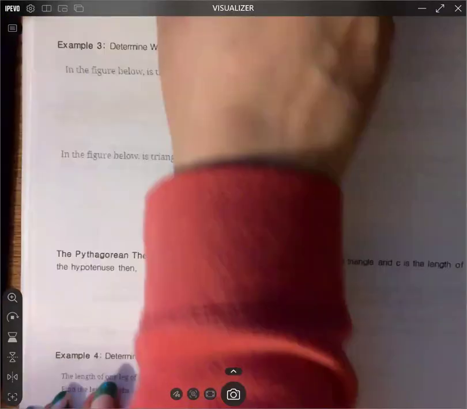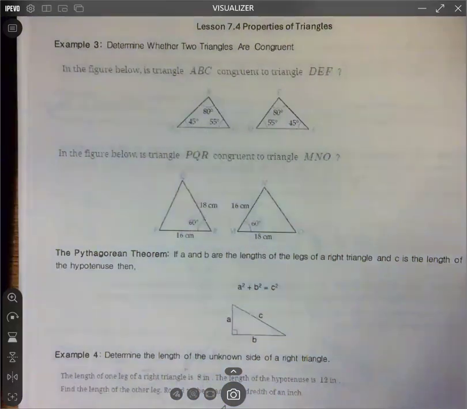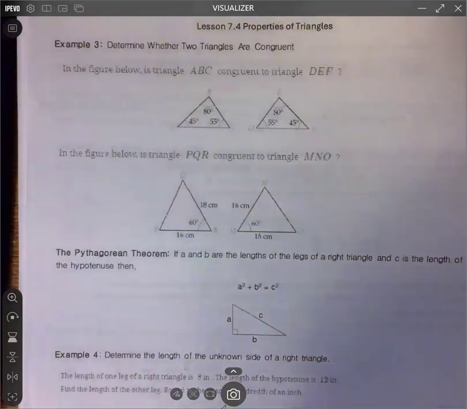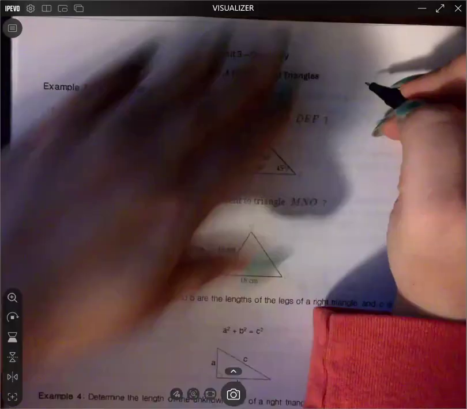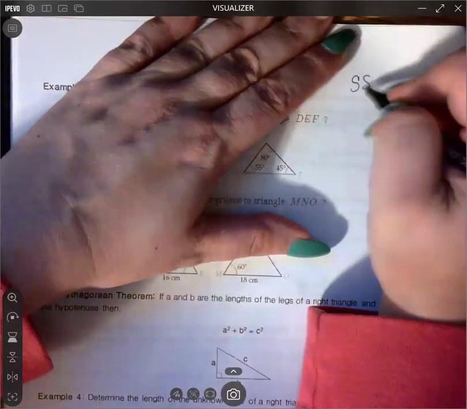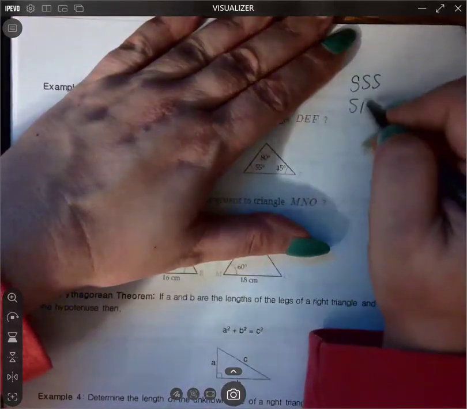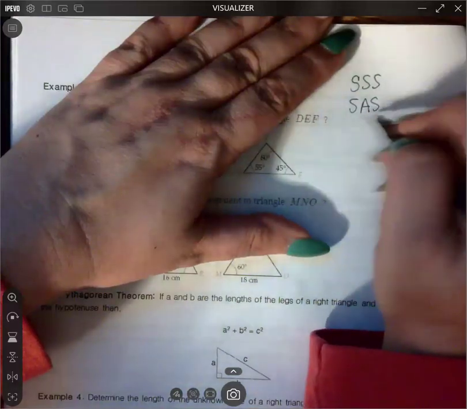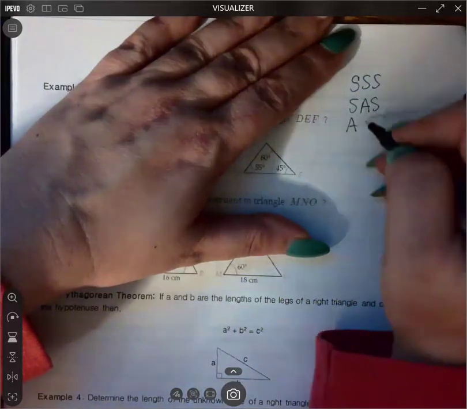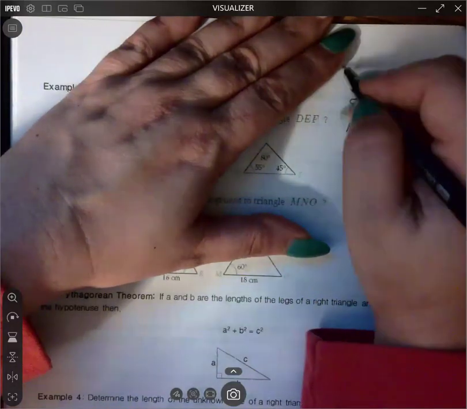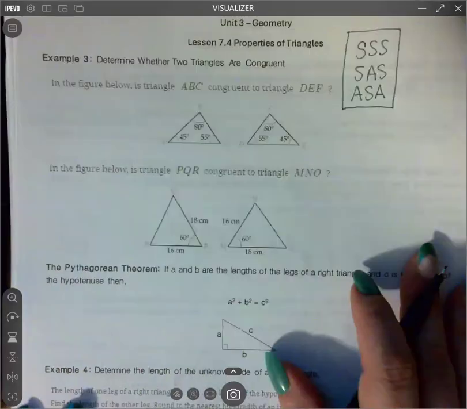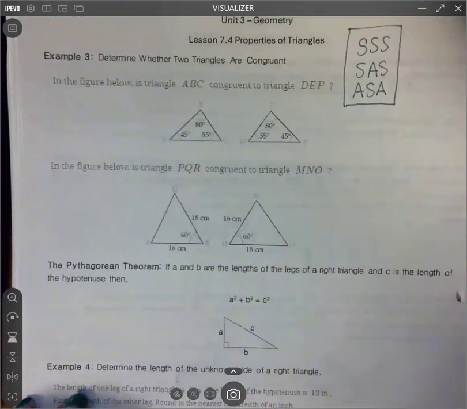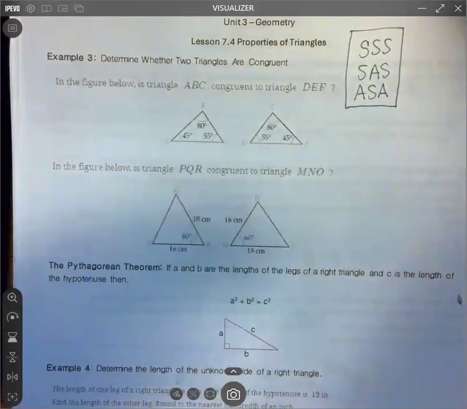So for example 3, I have 2 examples. It says, determine whether the 2 triangles are congruent. If we say they're congruent, then we have to say why. And our 3 choices are side side side, side angle side with the angle between the two sides, angle side angle with the side between the two angles. So those are the only ways we can say the two triangles are congruent.